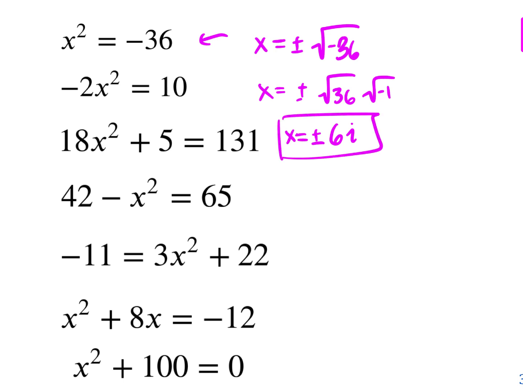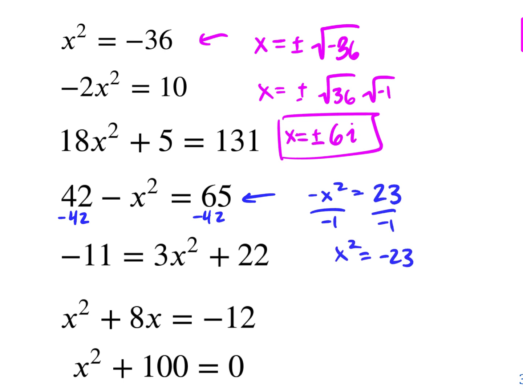The next one I want to do is one like this, because I think this one is also instructive. It's a little bit weird. We should maybe subtract 42 from both sides, and we'll get negative x squared equals 23. Then I need to divide both sides by negative 1, and I get x squared equals negative 23. And then when we take the square roots of both sides, we will write x equals plus or minus the square root of negative 23.